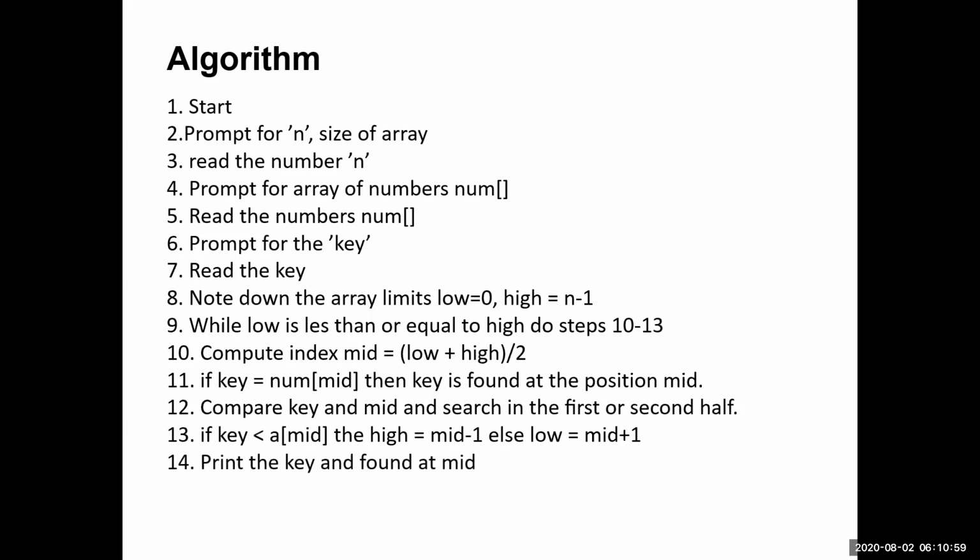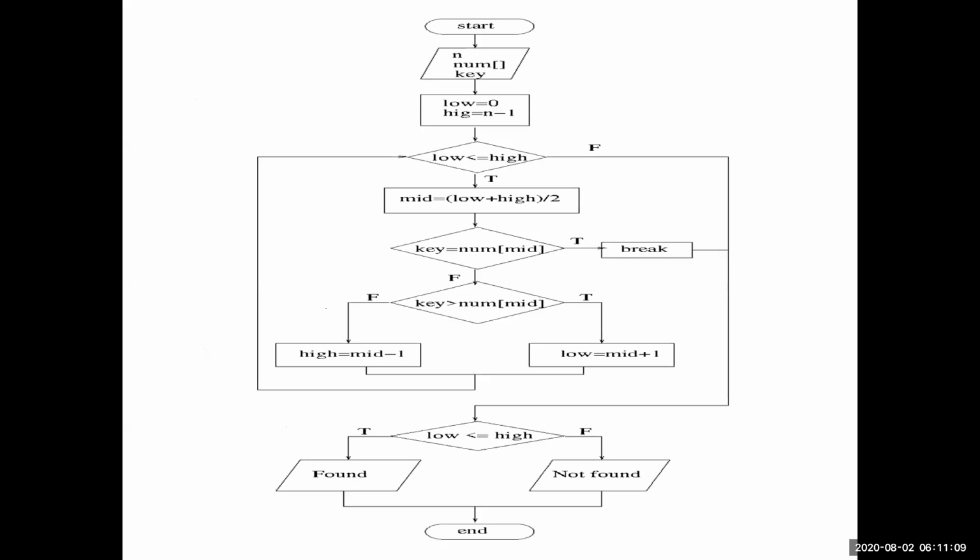And then print the key and print the message that it is found at the mid place. That will be the end of the algorithm. Similarly, the same algorithm is represented in the flowchart using the input as array size, array elements, and the key which we have to search.